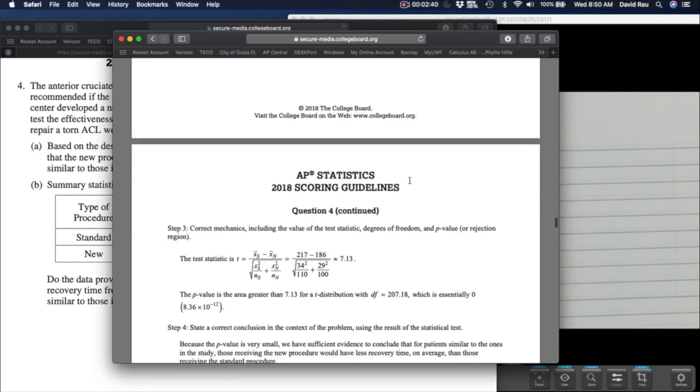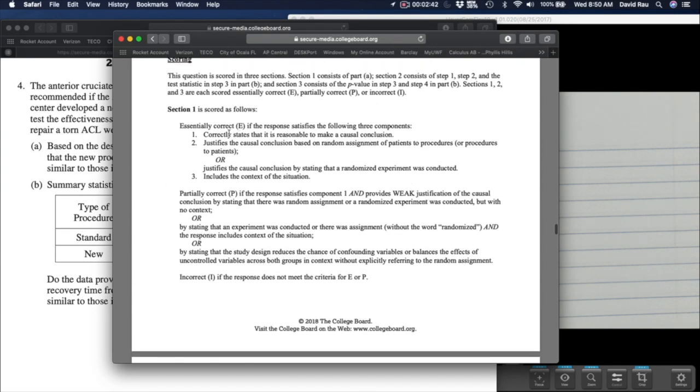So there's always the scoring. Do you correctly state that it is reasonable? Do you justify that based on random assignment? And do you include context of the situation? So again, you always want to, in this word problem, readdress the fact that you're talking about ACL surgery and other things like that. Now again, the random assignment, or the fact that you're doing a randomized experiment, is what is really allowing this to be causal.